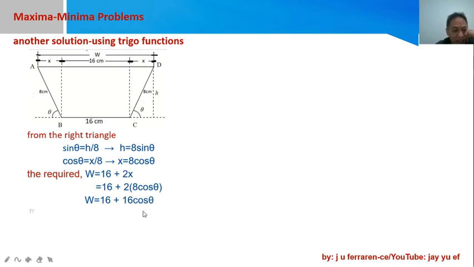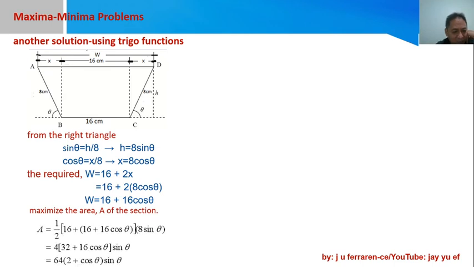Now, I need to maximize my area. My area of the section is equal to 1/2 times the sum of the bases, so 16 lower base, this is your w, multiplied with the altitude h, and my altitude is equal to 8 sine theta. Now simplifying this, it is 32 plus 16 cosine theta. There is a common factor. What is your common factor here? 16, correct? Removing 16, you have 2 left, and this becomes 1 cosine theta.